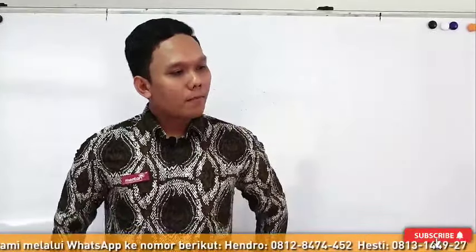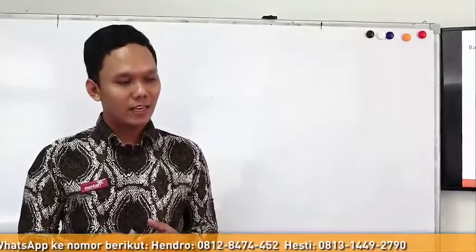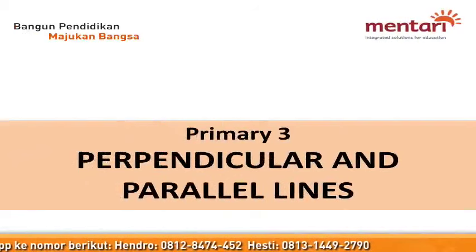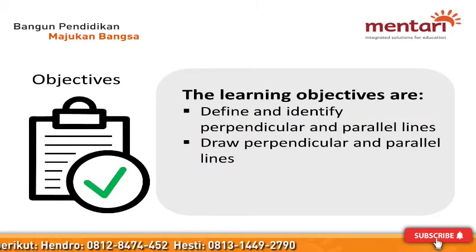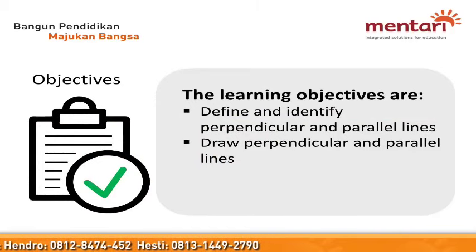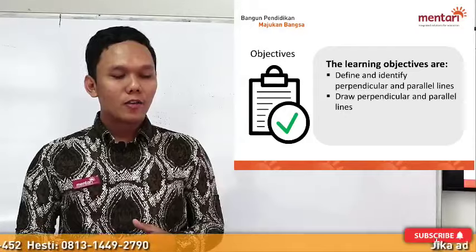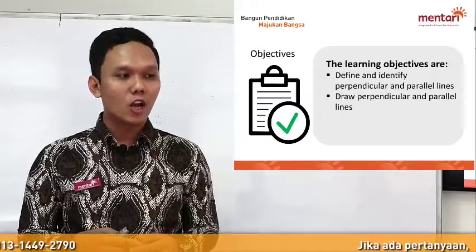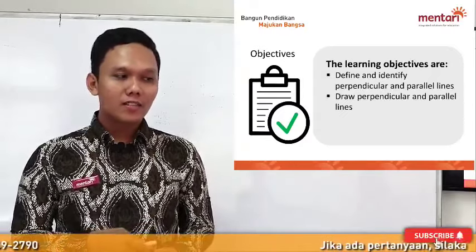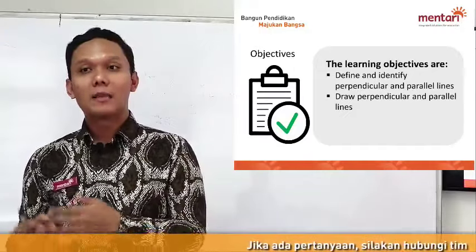We are going to learn about perpendicular and parallel lines. And here are the learning objectives. The first, you are expected to be able to define and identify perpendicular and parallel lines. And the second, you have to be able to draw perpendicular and parallel lines. So there are 2 learning objectives, yeah? Now let's talk about perpendicular first, then the parallel lines.